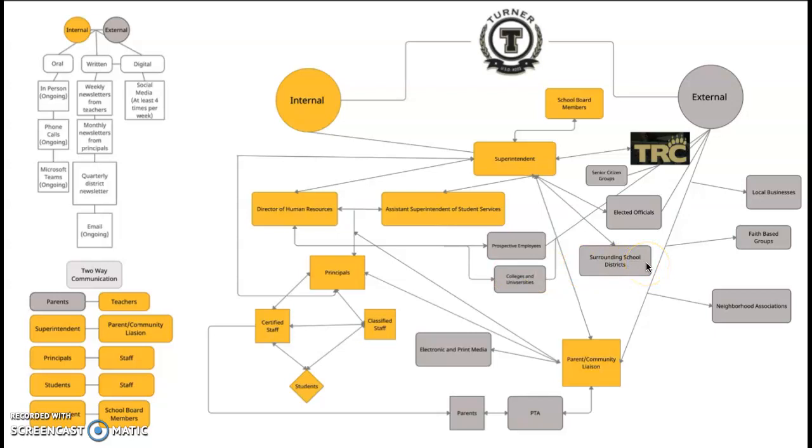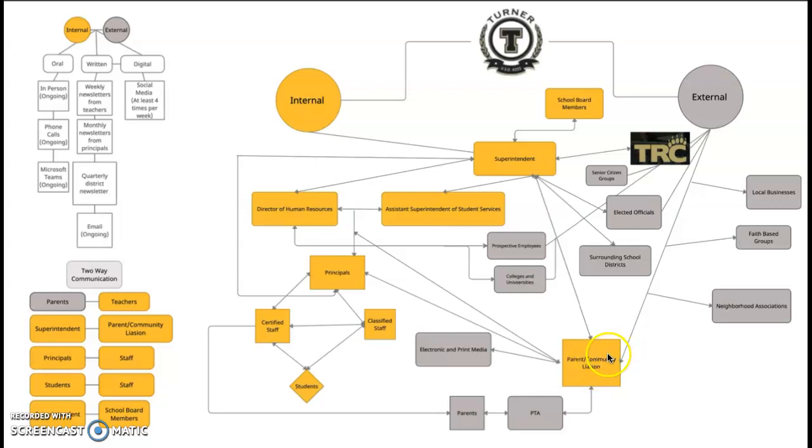So one of the weaknesses that I noticed as I was creating the flow chart is that our external and internal publics don't always necessarily interact. We do a great job of communicating with our parents and our PTA, with the certified staff and the principals and the parent community liaison, but we don't do a great job with other external publics getting connected to internal publics.